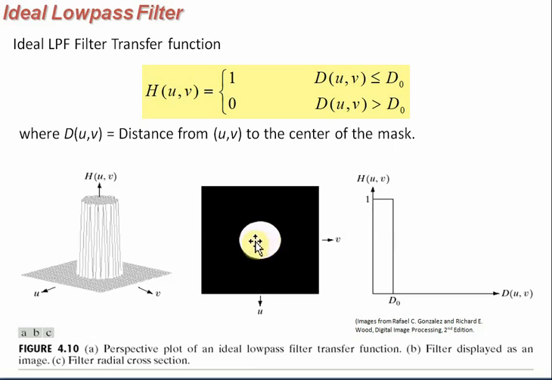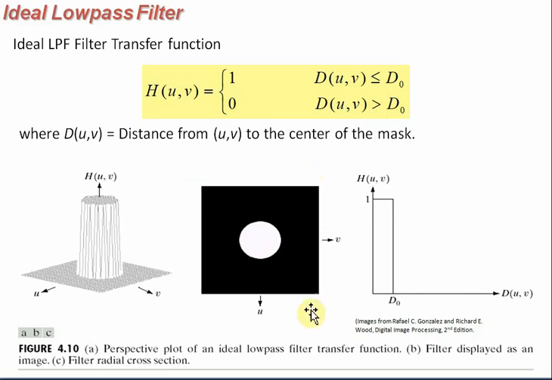Now if you observe, with the radius D naught, you have the value 1. 1 represents white, 0 represents black. That's why when d of u comma v is less than or equal to d naught, the value is 1, and when d of u comma v is greater than d naught, the value is 0. d of u comma v means this one, and here the d naught is this one, that means the radius of this d of u comma v.